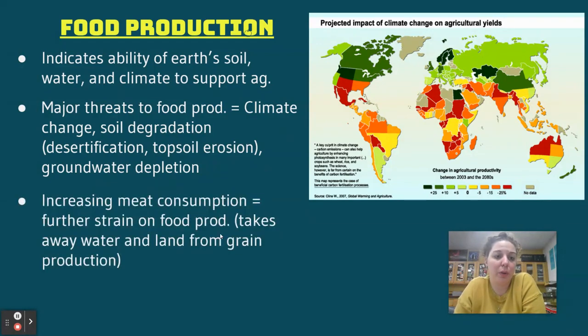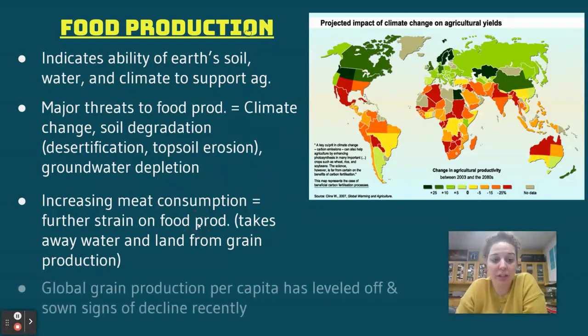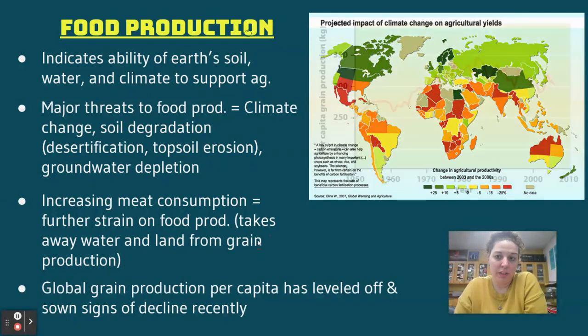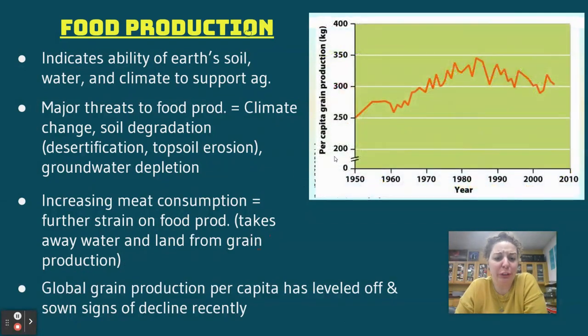Another thing we look at with food production is increasing meat consumption. That puts a further strain on this food production. It takes away water and land from grain production. And when we talk about grain, this one is a really good indicator of whether we're doing well with being sustainable or not, because this grain production, when we look at it, is per person. Okay, so it's kilograms produced per person, and it's really started to show signs of either leveling off or even declining.